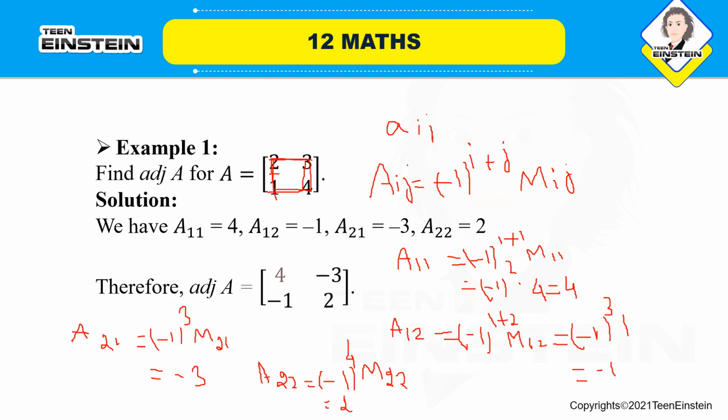Okay, but what is adjoint A? Adjoint A is the transpose of the cofactor matrix. Okay, so this is A11. First column is A11, A12, then A21, A22. Okay, therefore we get 4, minus 1, minus 3, 2.